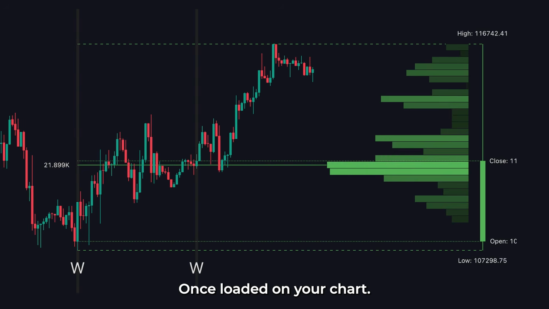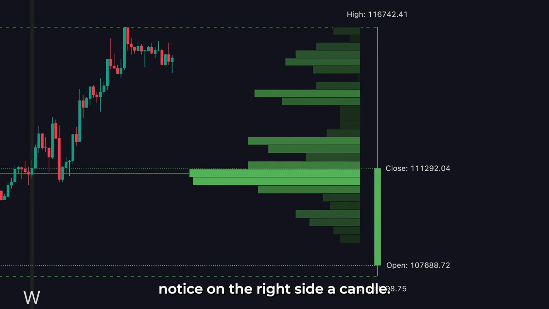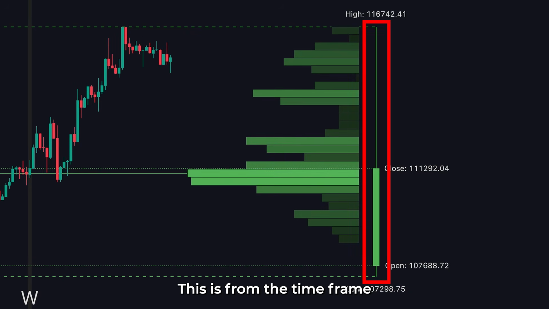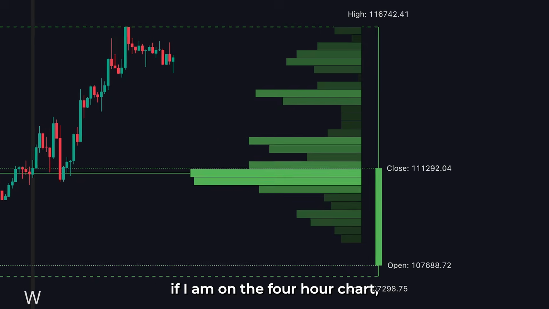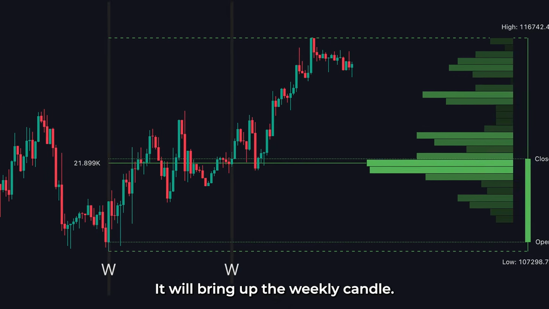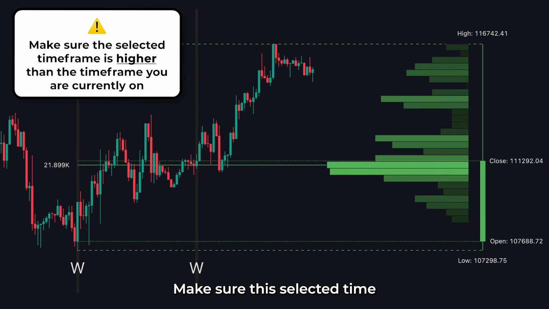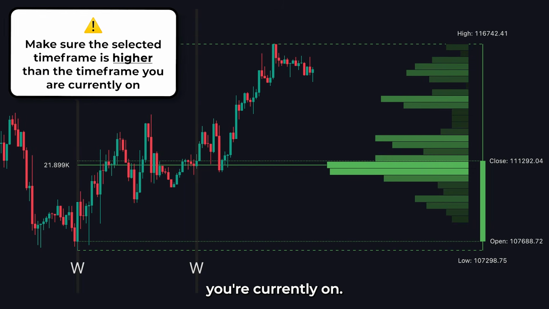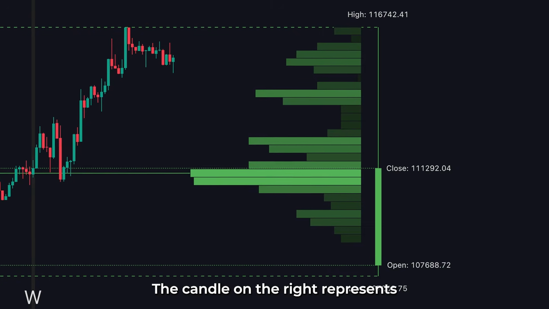Once loaded on your chart, you'll immediately notice on the right side a candle. This is from the time frame selected in your settings. For example, if I am on the 4-hour chart, I select W in the settings, it will bring up the weekly candle. Make sure this selected time frame is higher than the time frame you're currently on. The candle on the right represents this macro candle.